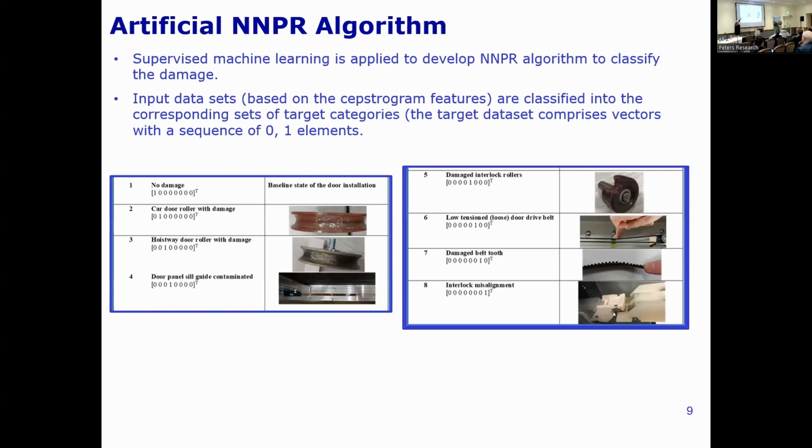And then we have damaged car door roller, damaged landing door roller, and so on. Up to, we have also one which is quite often used as a misalignment in the system. It's not real damage, but there's interlock misalignment, so misadjustment. It is also damage because it leads eventually to problems with the system. And how they are represented in the algorithm is a sequence of ones and zeros. So we have 8 classes. The vector here has 8 values.